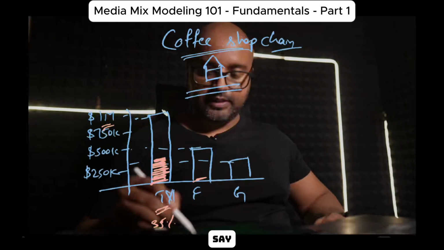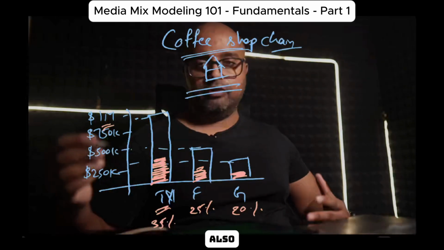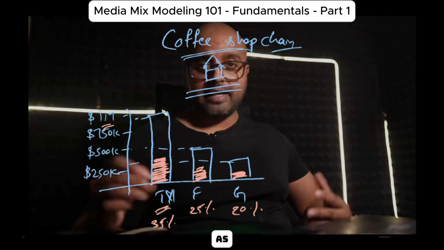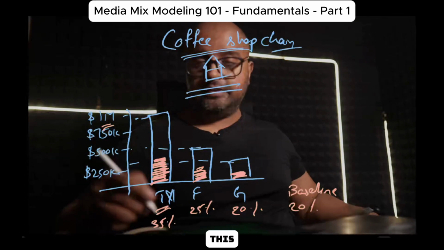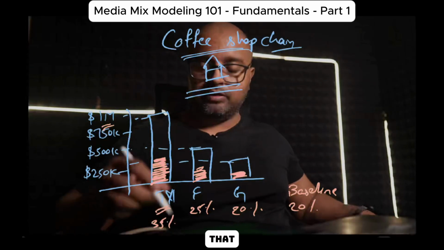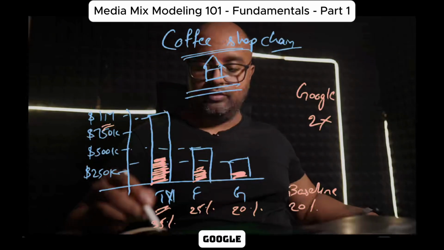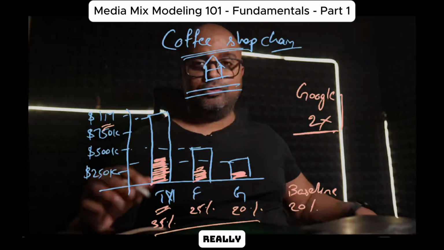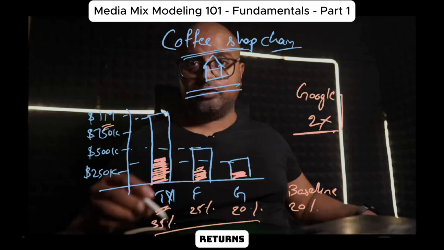And then Facebook, let's say it's doing about 25%, and then Google is about 20%. And then we also have baseline sales, where if we did not run any of this marketing, we would still get some revenue, which is, let's say, 20% as well. From here, it's not that clear, but let's imagine we saw that Google was responsible for 2x returns. So this means Google is the most efficient channel from our channel mix. Now, this is really interesting because we're not spending that much on Google, just about 300K, but we are making the most returns from Google.